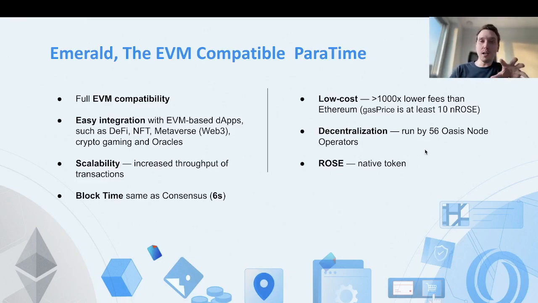Now, currently, Emerald ParaTime is run on 56 Oasis node operators, right? And we are using ROSE as a native token, so I can actually invite you to our Slack groups, community groups, where we have a lot of good developers and node operators, where we actually contribute and develop stuff, and a pretty awesome community, I would say.